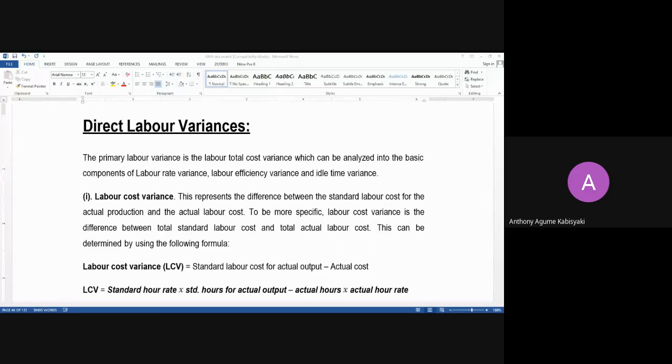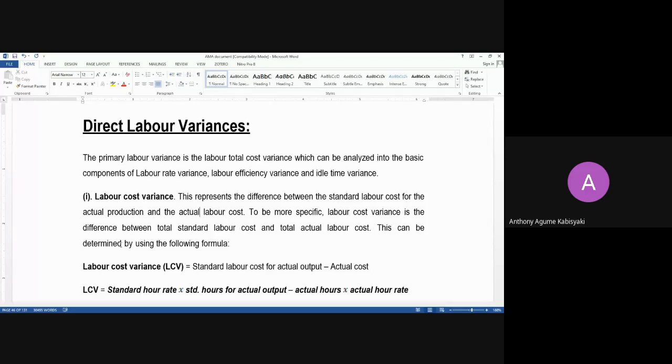So I was saying that labor, when you have the employees, you can remunerate employees either daily, or weekly, or you can remunerate the labor force on an hourly basis, or on a monthly basis.